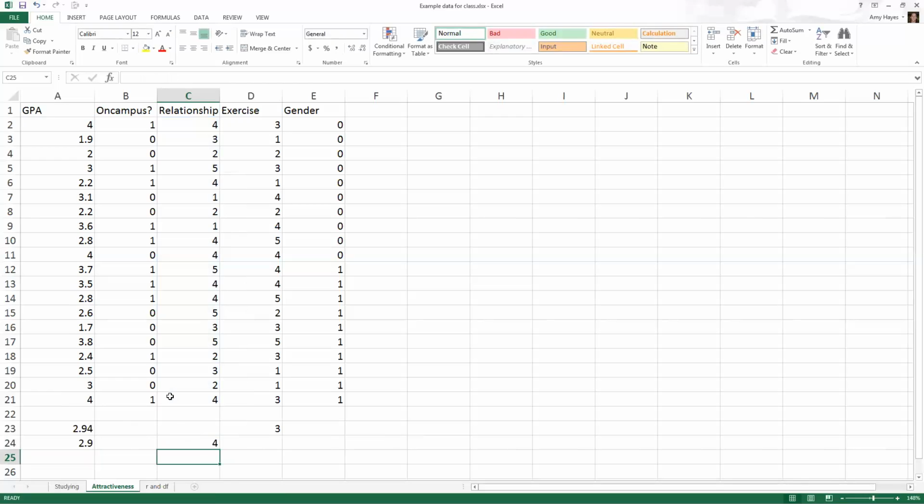And so this, yeah, it looks like people's relationship ratings were a little skewed because on a scale from 1 to 5, 50% of people rated their relationship at 4 and above, which is pretty high. So that's how you would get the median.